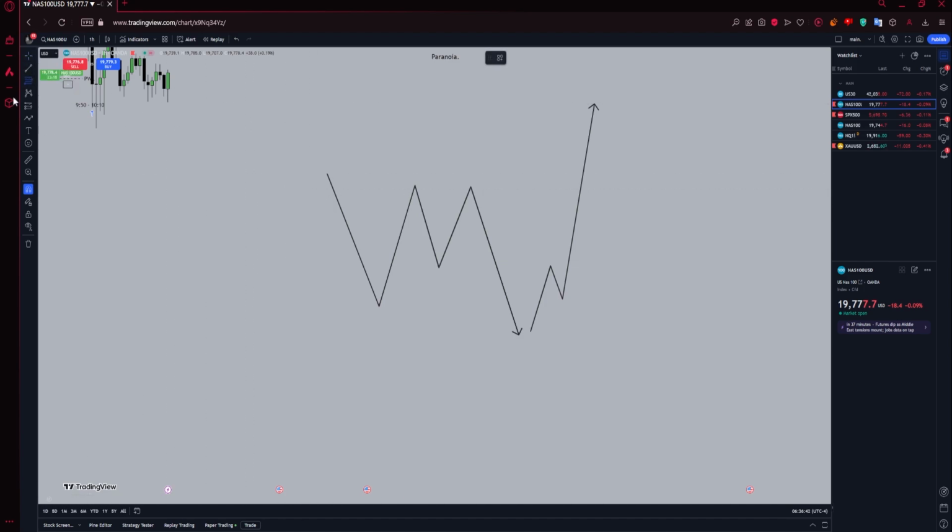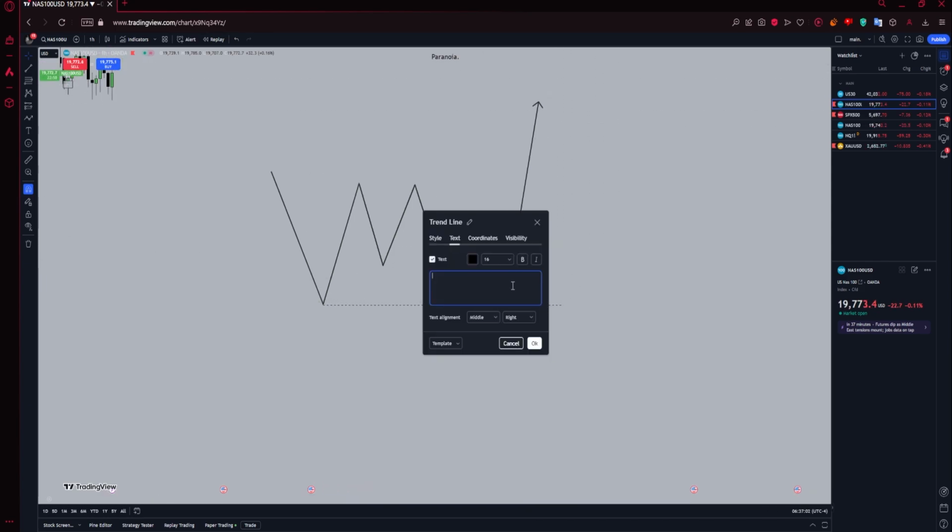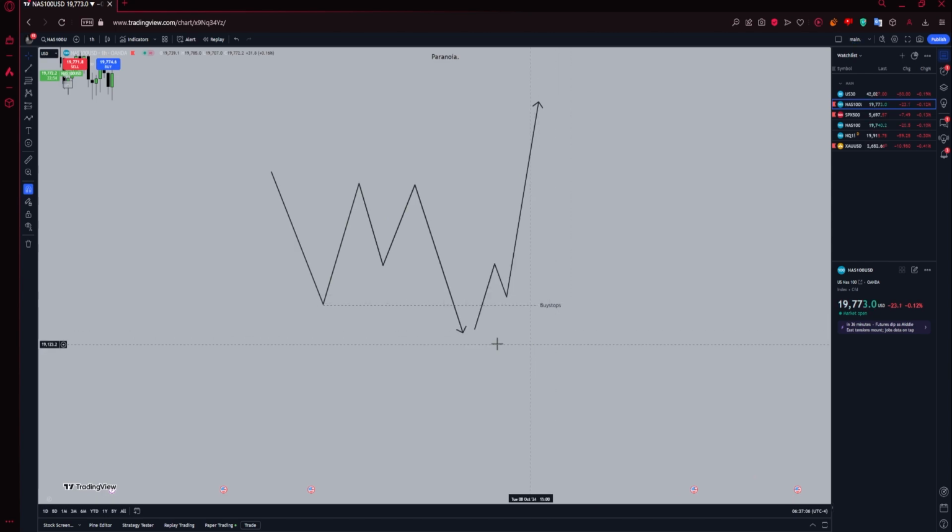So, what is the turtle soup? Turtle soup essentially is a false move below a low or a high. In this case, I'm going to be drawing at a low. So, for instance, we have our old low here, which contains what? Okay, here it contains buy stops, right? So buyers have their stops below this low. It gets targeted on time.